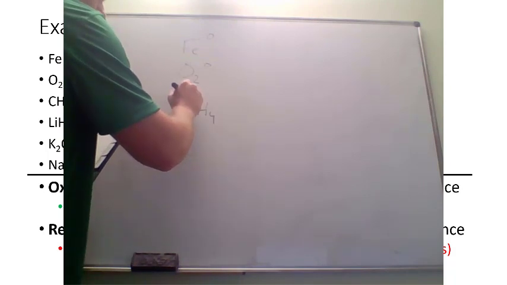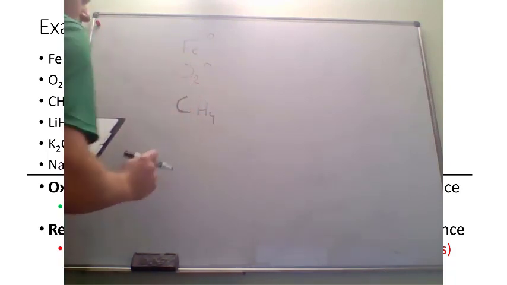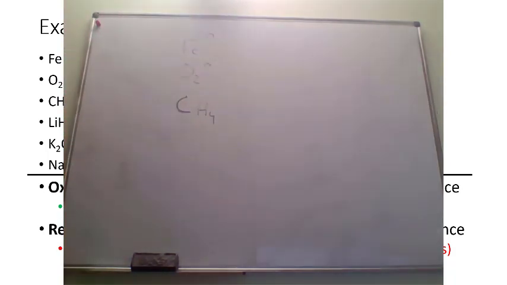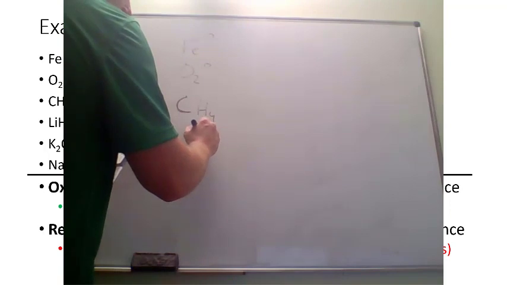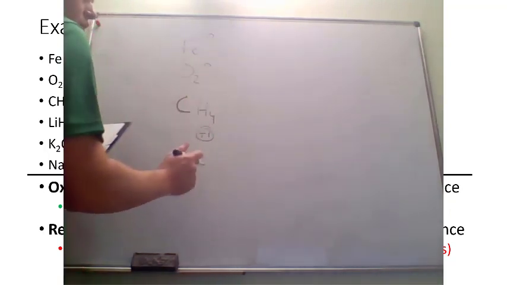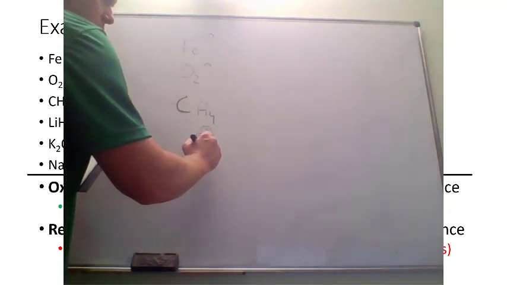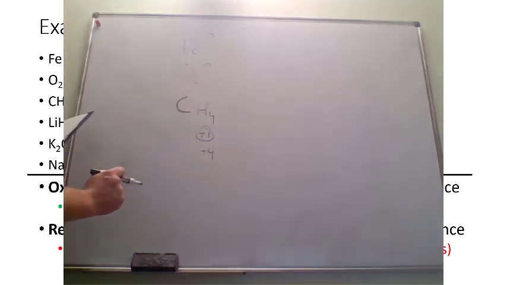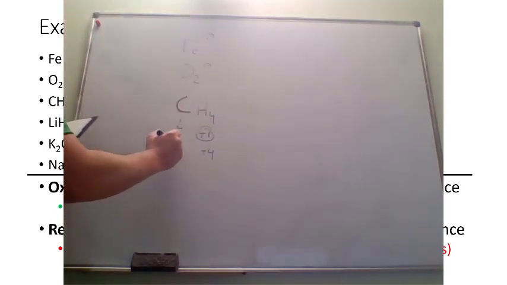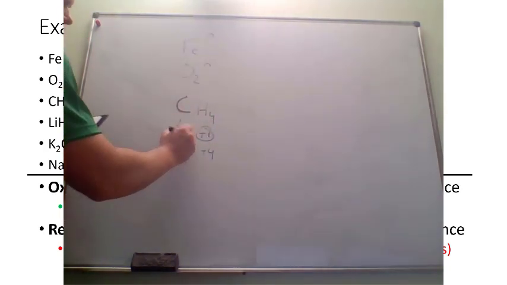CH4. Okay, so the hydrogen is bound to carbon, which is a nonmetal here. So we know each of those hydrogens is going to have a +1. The overall charge here is going to be +4 because we have 4 hydrogens. So therefore, our carbon here has to be a -4.